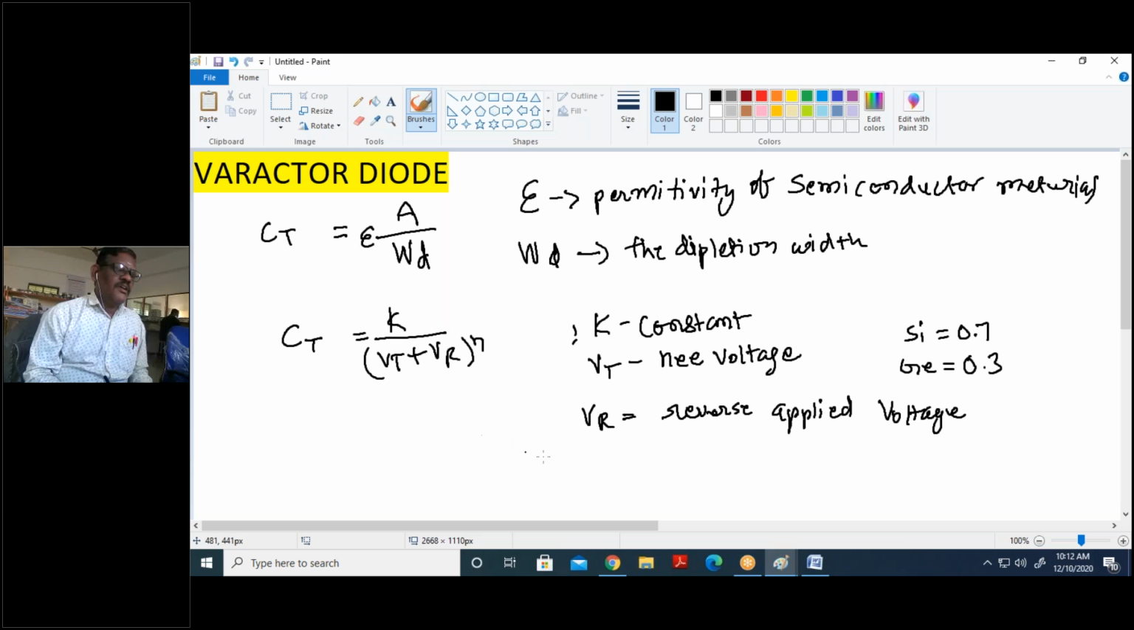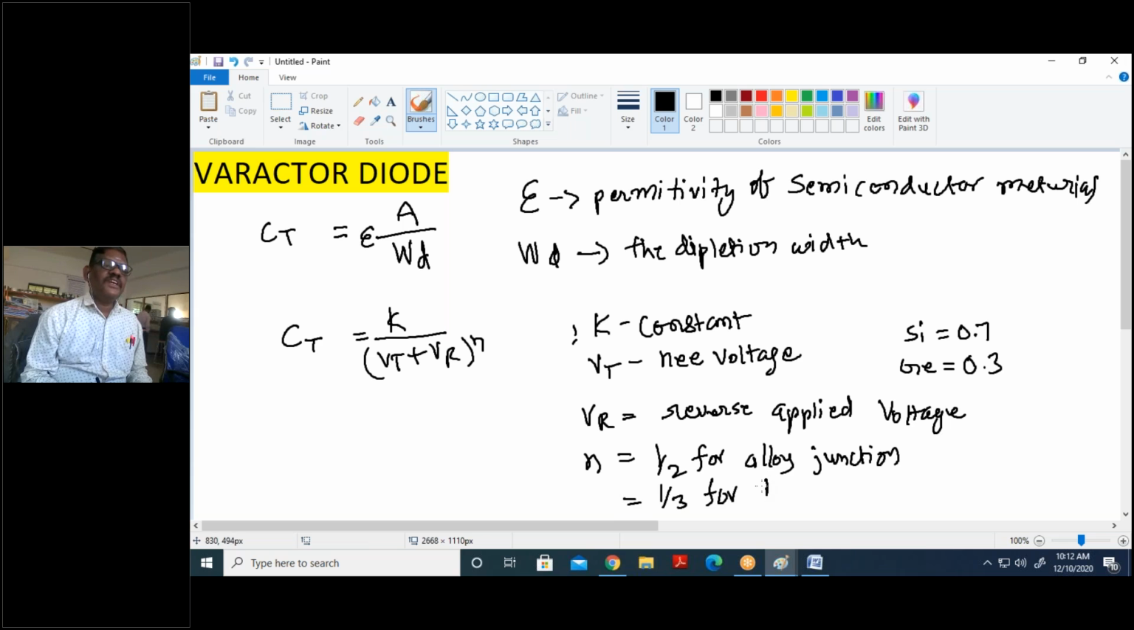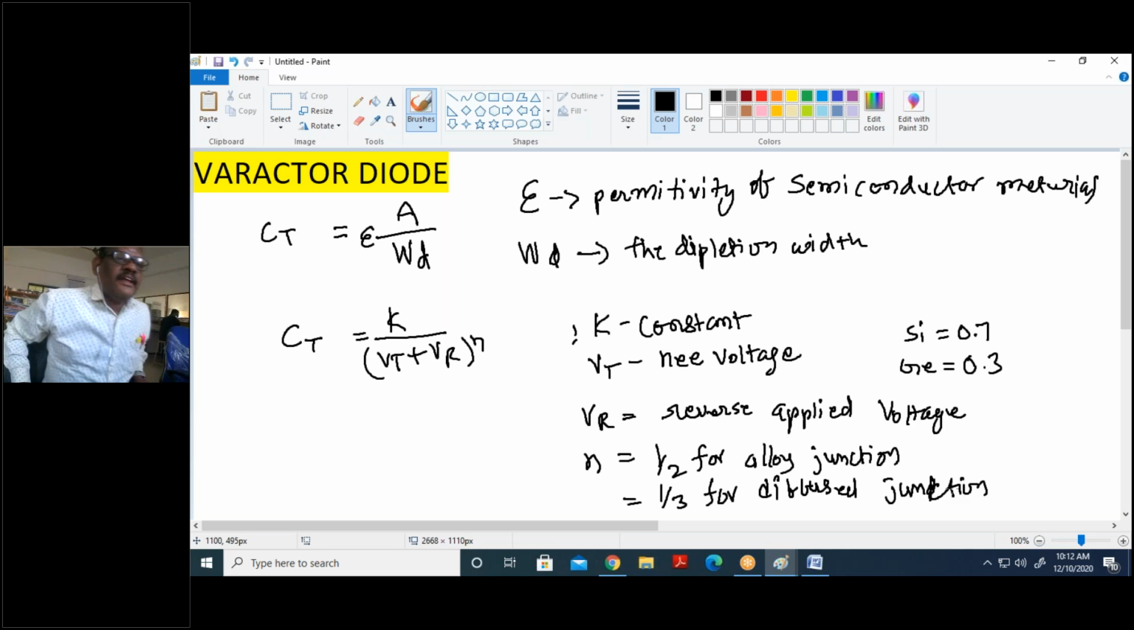Here small n is equal to 1 by 2 for an alloy junction, and n is equal to 1 by 3 for a diffused junction.